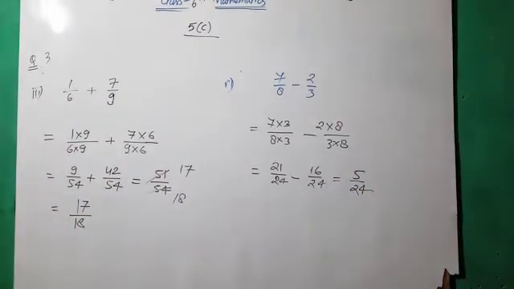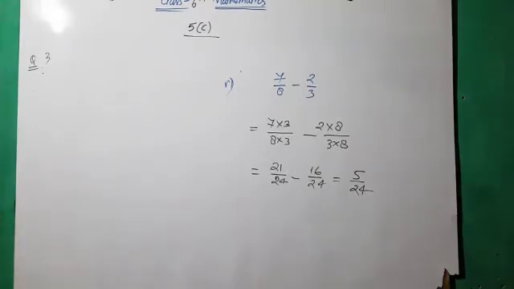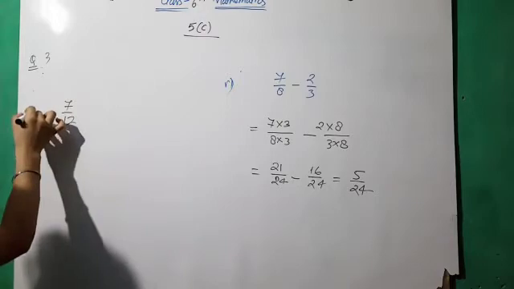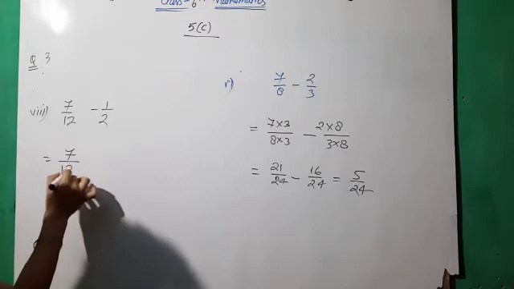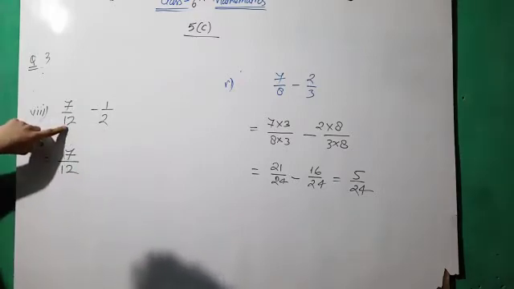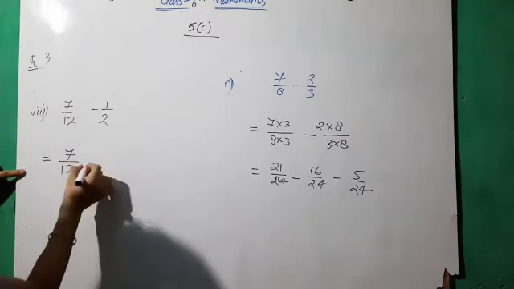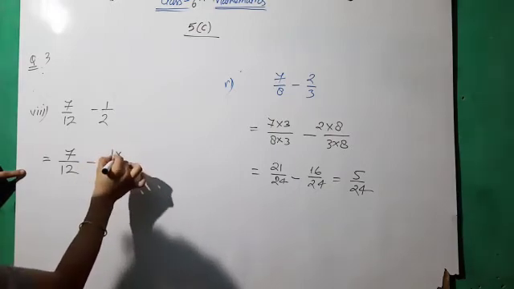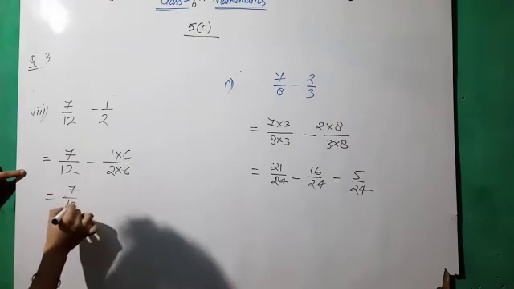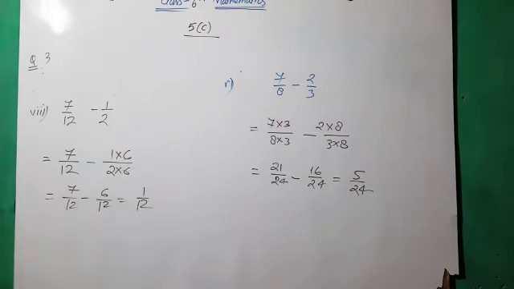Now we will discuss the last part, that is 7 by 12 minus 1 by 2. Here we know that 12 is a multiple of 12 as well as 2. So we don't have to multiply the first number, and just multiply the second number with 6 in numerator as well as denominator. So it becomes 6 by 12. 7 by 12 minus 6 by 12. So the answer is 1 by 12. Okay, the rest of the parts are your homework.